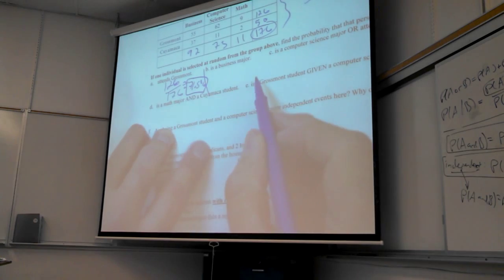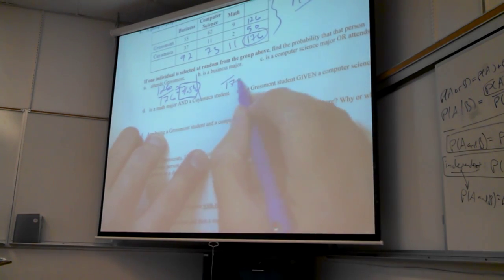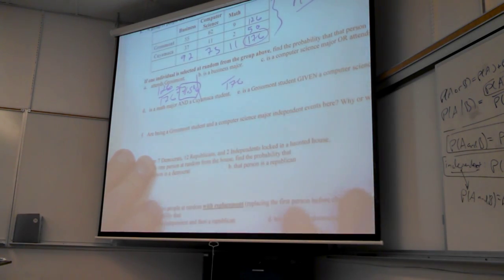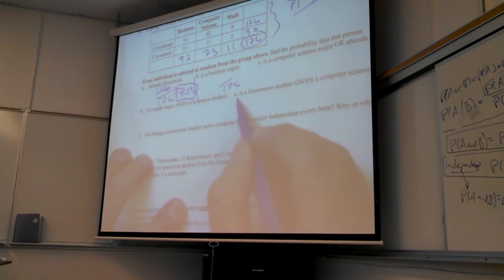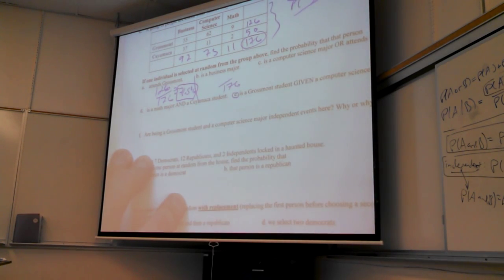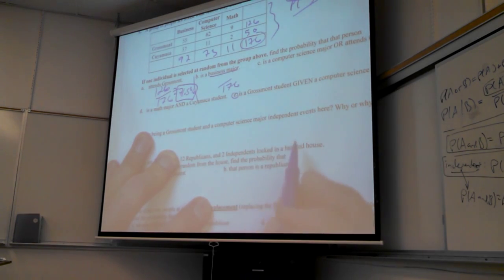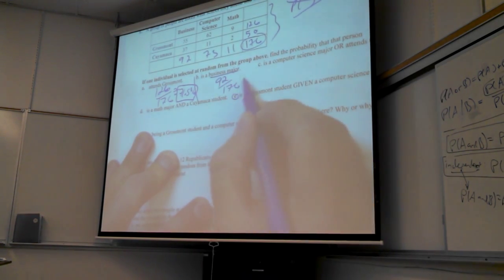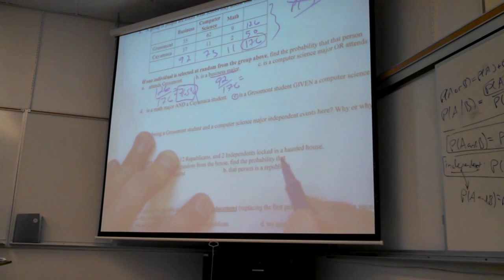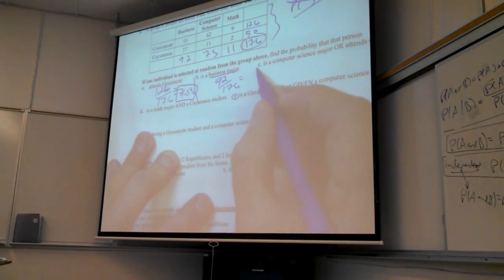Is a business major. Same idea. Out of 176 still. What's the only problem up here that does not have 176 on the bottom? Yeah, the only one is E. That's the only one that you know something about the student, so you can throw some people out. Every other one could have been any of them. So out of 176, how many match what I'm looking for? 92. If you divide that, what do you get? 52 point something? Okay.